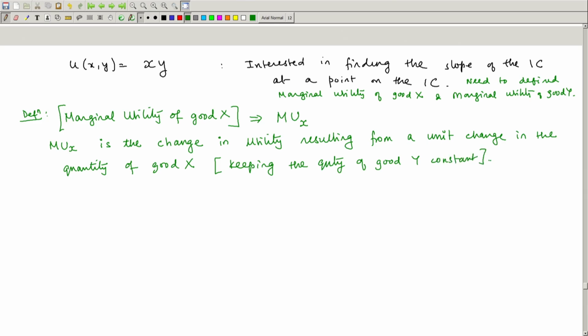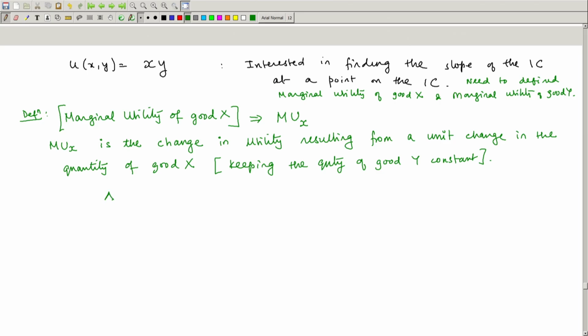So, when I am computing MUx, I am interested in finding the change in utility resulting from a unit change in the quantity of good x, and recall there are two goods. So, now I am working in the two dimensional plane, quantity of good x on the x axis, quantity of good y on the y axis. When I am changing the quantity of good x, I want to keep everything else fixed. In particular, I want to keep the quantity of good y fixed, so as to exclusively identify the impact on utility due to a unit change in the quantity of x.